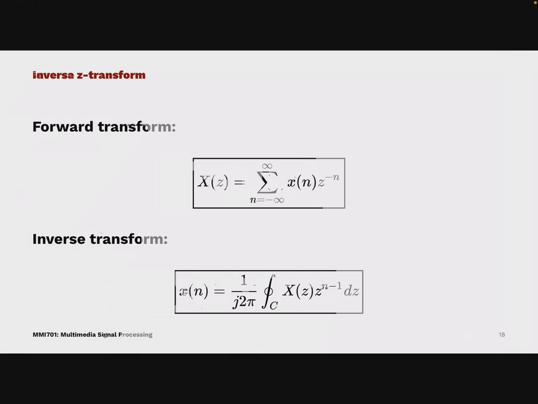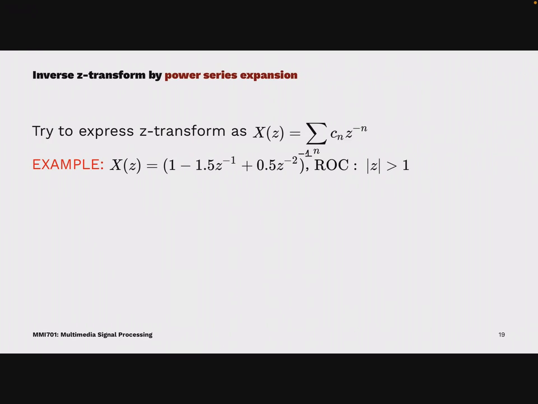So the question is, instead of using this proper inverse transform, how can we proceed with rational transfer functions or rational Z transforms to obtain some properties of different signals or systems, or what these systems are, or what these signals are. So we can use different techniques. I'm just going to talk about two of these. The first is power series expansion.